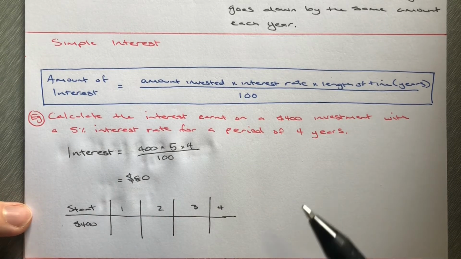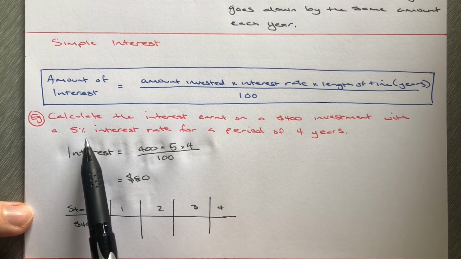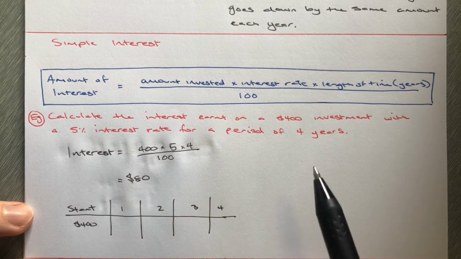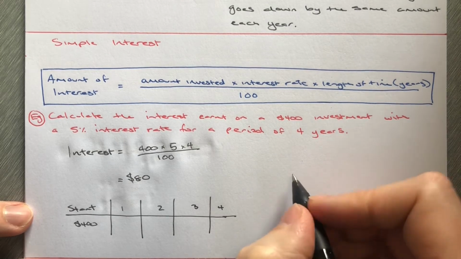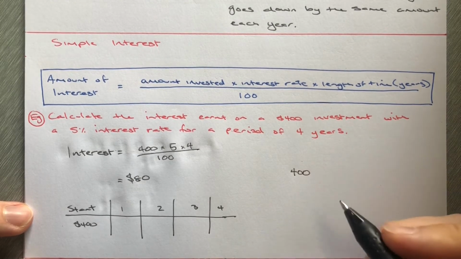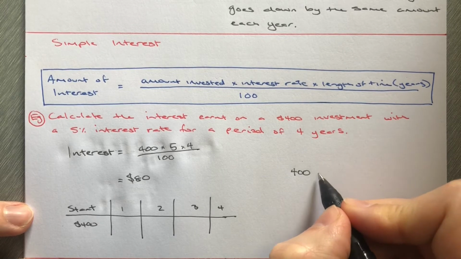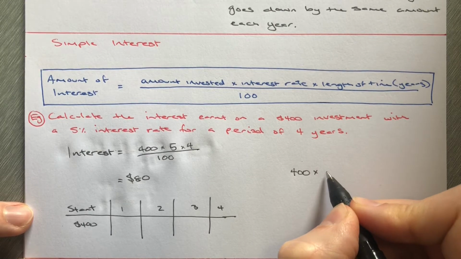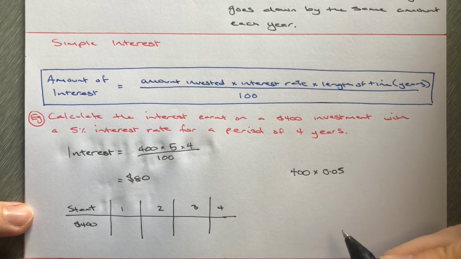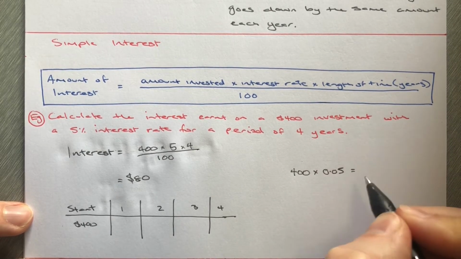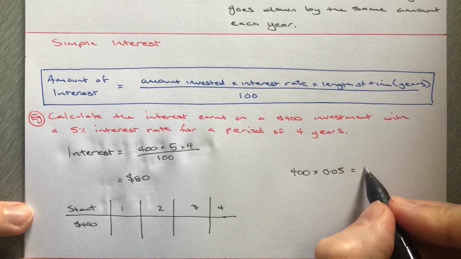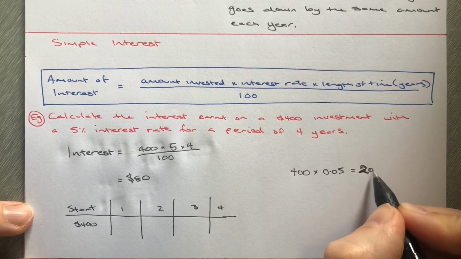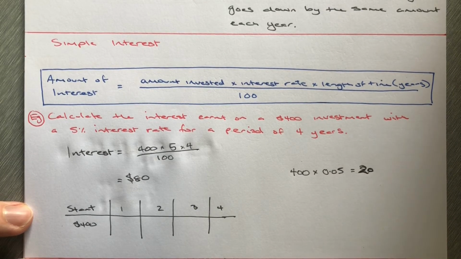All right. Now it's told us that the investment is earning 5% interest each year. So 5% of 400, so 400, and if I want to work out 5%, I need to just times that by 5%. But if you change percentage to a decimal, 5% is 0.05, and that is $20. Okay, so that means each time it's going up by 20.